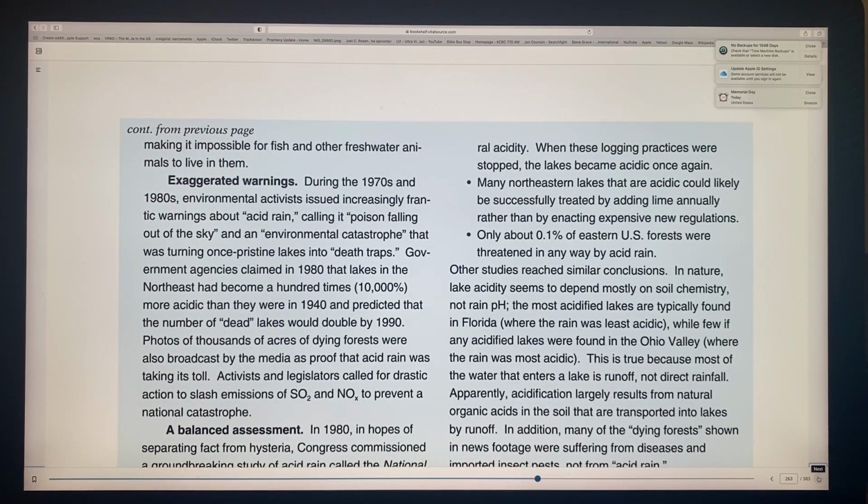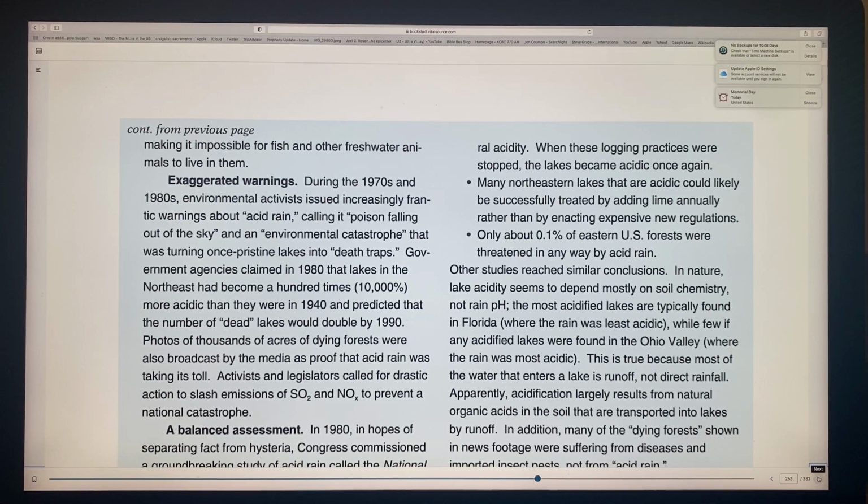So then they thought, well, then it's going to be possible for the fish and the fresh water and to live inside of them. So they exaggerated this into what was going to possibly happen, which did not happen. So the exaggerated warnings came in the 1970s and 1980s. And people were saying, poison is falling out of the sky now. This is an environmental catastrophe. There's death traps. Our lakes are going to be death traps.